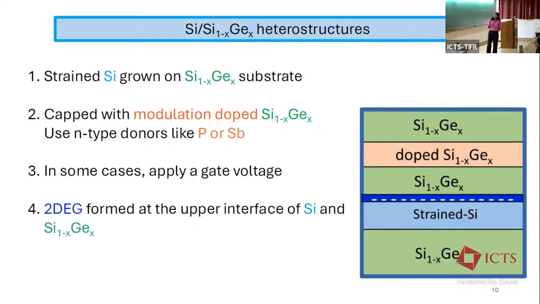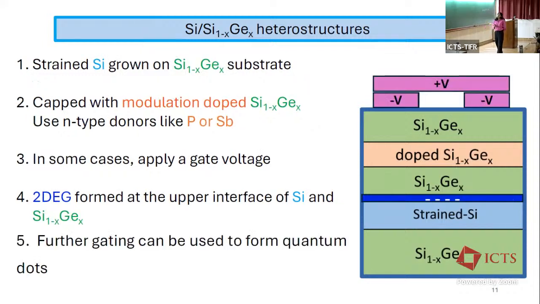In some cases, one may have to apply a gate voltage to get a 2D electron gas, and this is formed right here at this interface. And if you can further gate the 2D electron gas on top of it, then you can confine some of the electrons in some region, and then you can use it to form quantum dots and further use it for qubit applications.